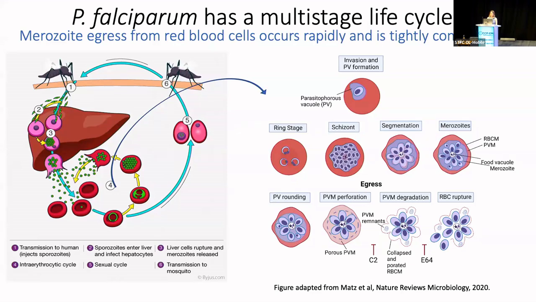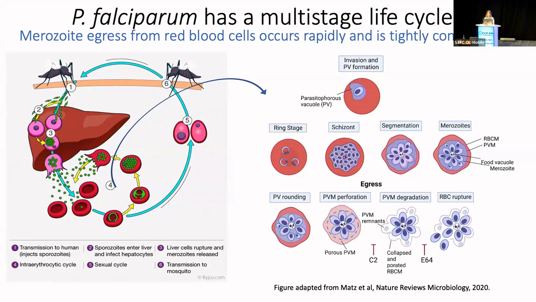In the schizont, the organelles and nucleus then segment into individual daughter merozoites, and this is the point at which the process known as egress is initiated, where the daughter merozoites burst from the red blood cell. Essentially, the parasitophorous vacuole in which the malaria parasite develops within the red blood cell rounds, and the merozoites form a flower-like formation around what's known as the food vacuole, which is where the byproducts of hemoglobin digestion are deposited.